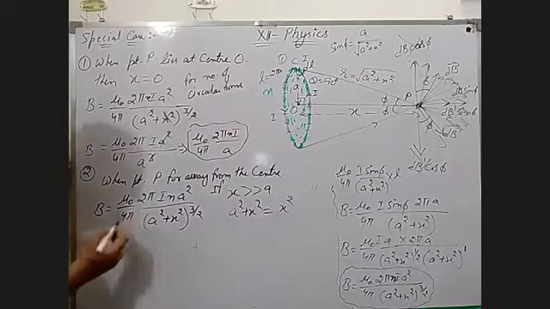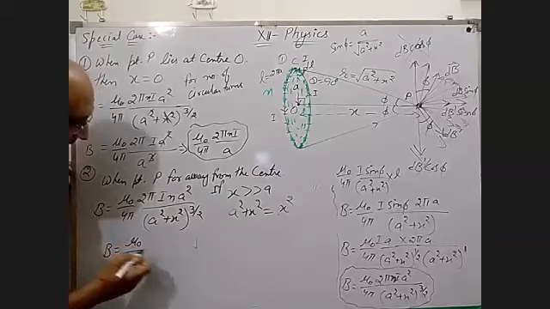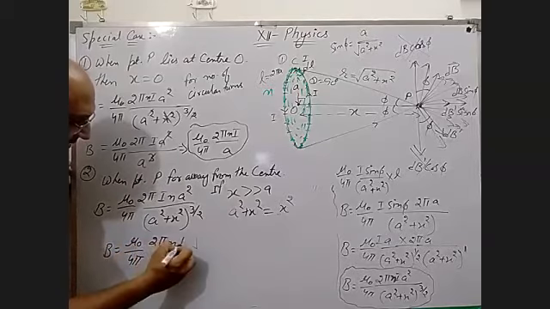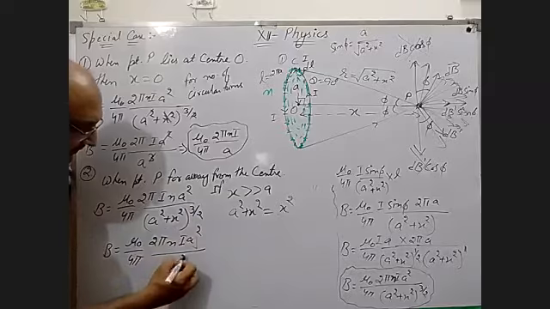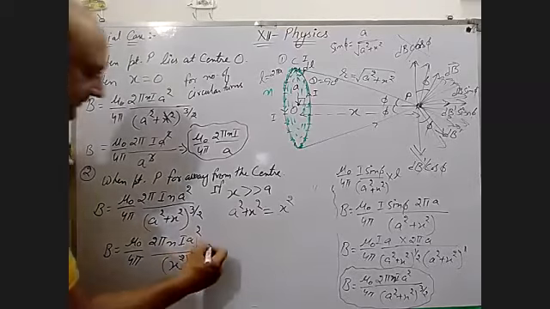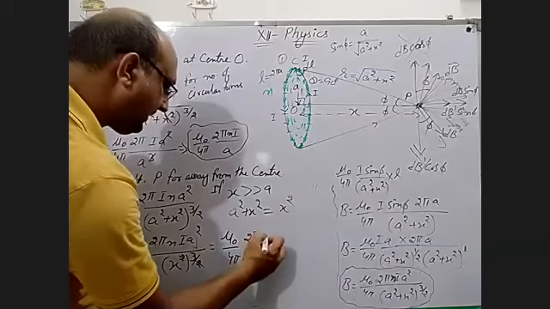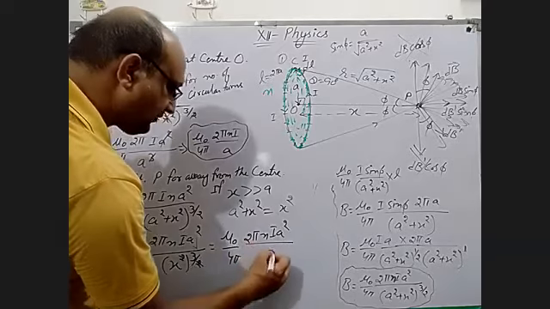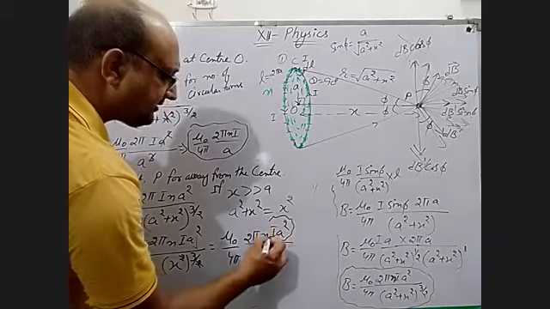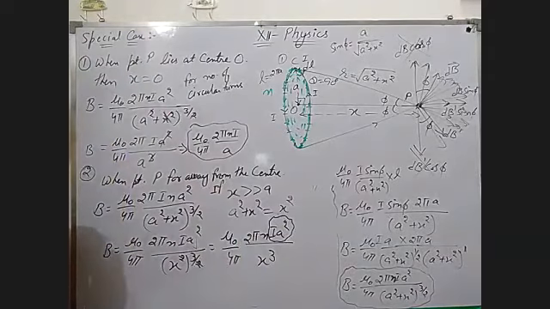Now this formula became 2 pi n I a square upon x square power 3 by 2. This 2 cancels, and the remaining part is 2 pi n I a square upon x cube. And this is what? I a square. Current.